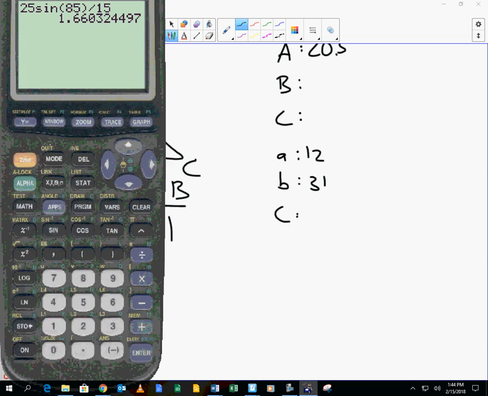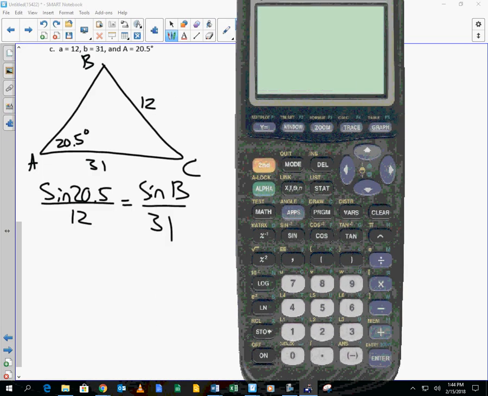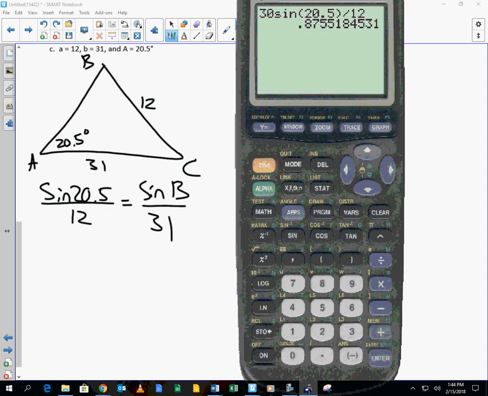Cross multiply. 31 sine of 20.5 divided by 12, and I get... Second entry, save some time. Boom, 0.9047. What does that even mean? It means that it will produce an acute angle, and because we know that it's bigger than 20.5, it could be an obtuse angle as well.